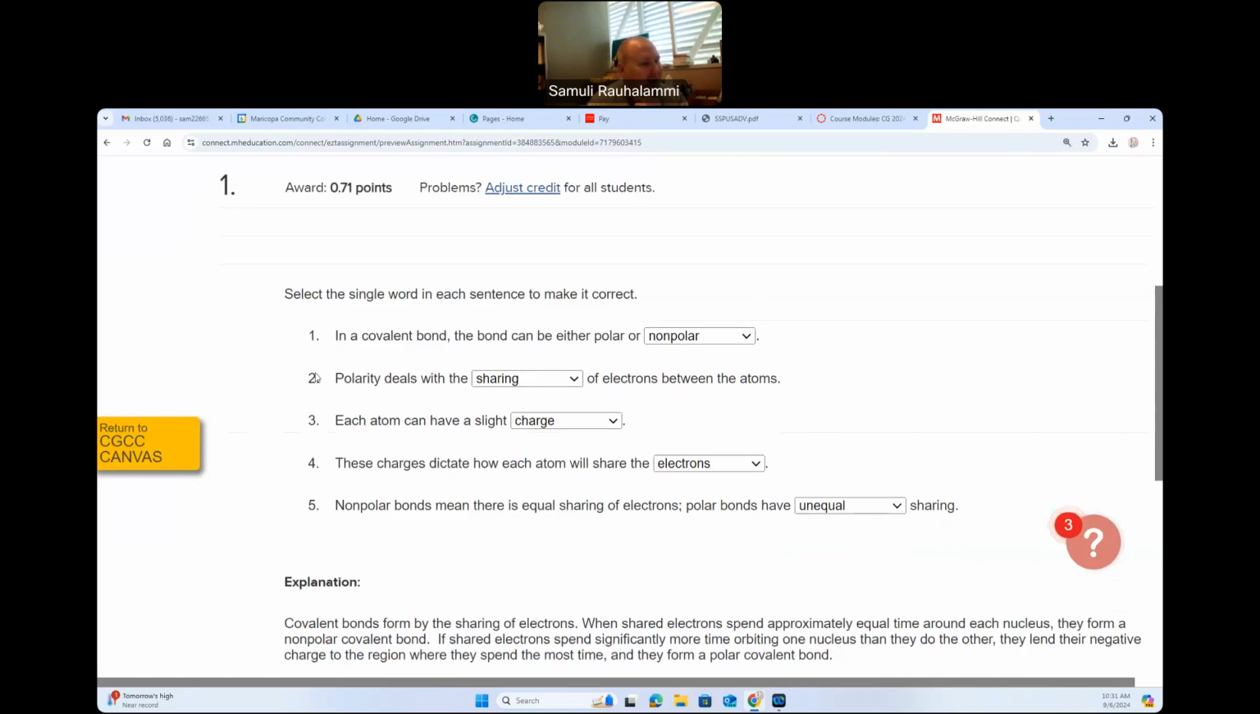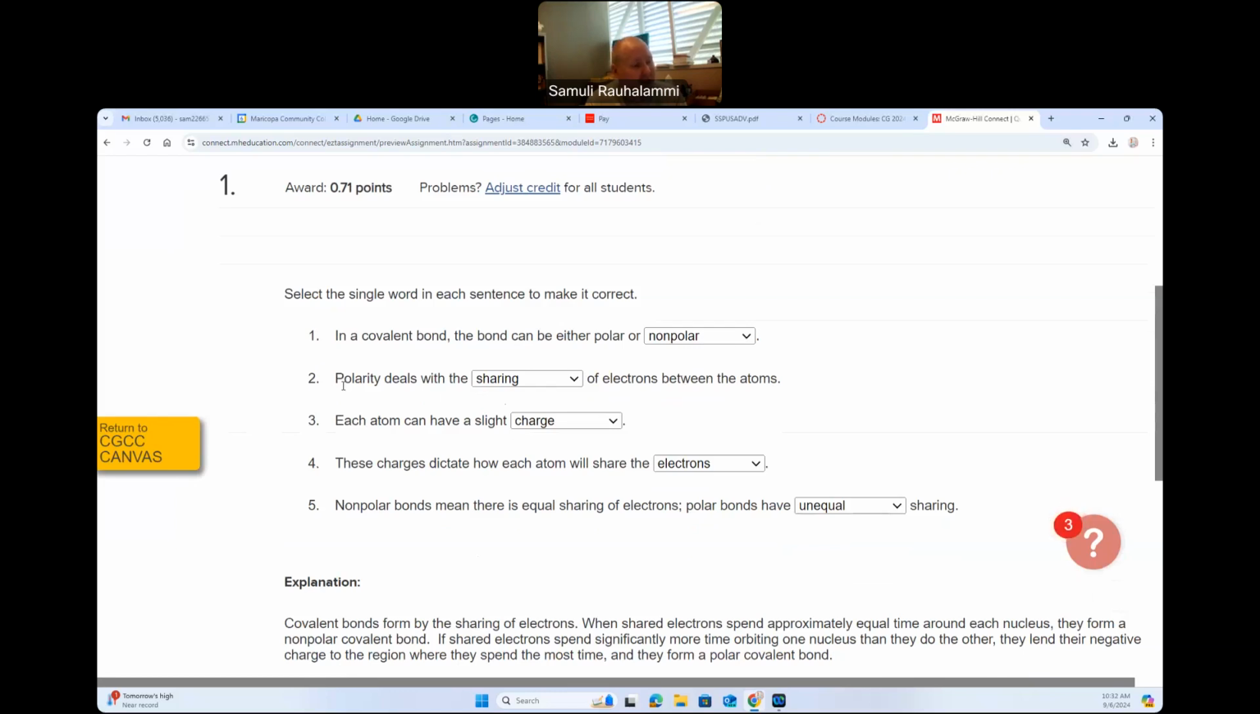So we can see, for example, the first statement says, in a covalent bond, the bond can be either polar or, and then there's a blank. Well, the correct answer to this would be non-polar. The second sentence reads, polar deals with, and then you choose the correct word, of electrons between the atoms. And we saw that the polarity dealt with sharing of the electrons between the atoms.